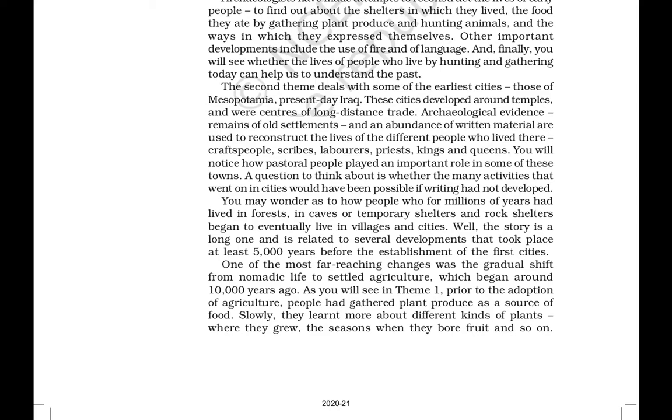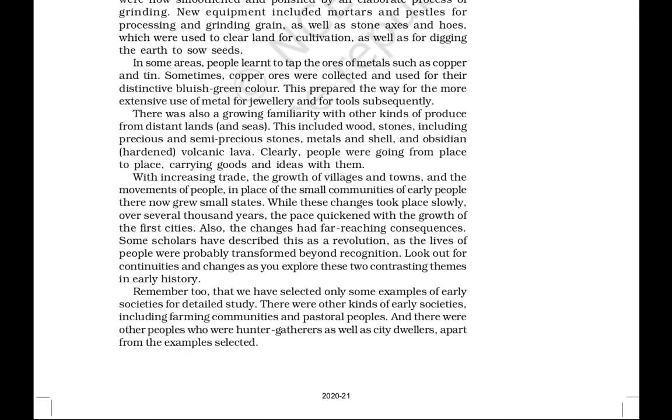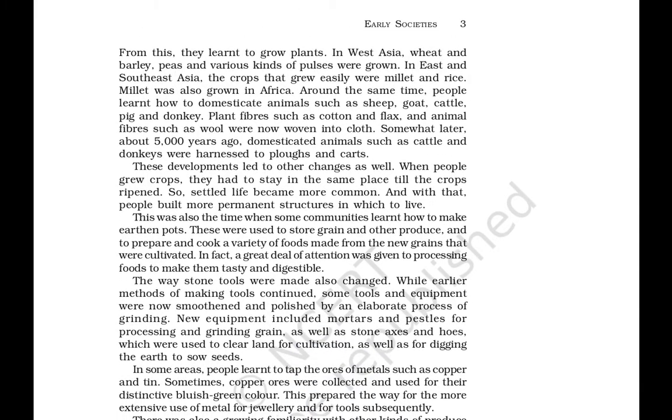One of the most far reaching changes was the gradual shift from nomadic life to settled agriculture, which began around 10,000 years ago. As you will see in Theme 1, prior to the adoption of agriculture, people had gathered plant produce as a source of food. Slowly, they learned more about different kinds of plants, where they grew, the seasons when they bore fruit, and so on. From this, they learned to grow plants.